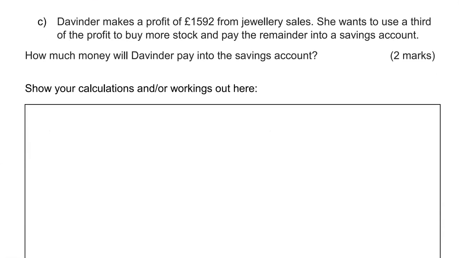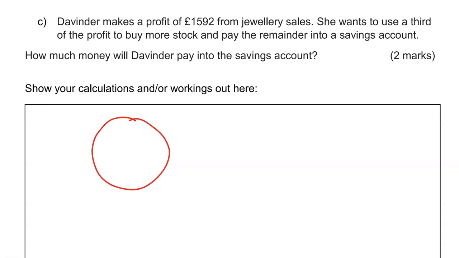Davinder makes a profit of £1,592 from jewellery sales. She wants to use a third of the profit to buy more stock and pay the remainder into a savings account. How much money will Davinder pay into the savings account? Show your calculations and the workings out here.